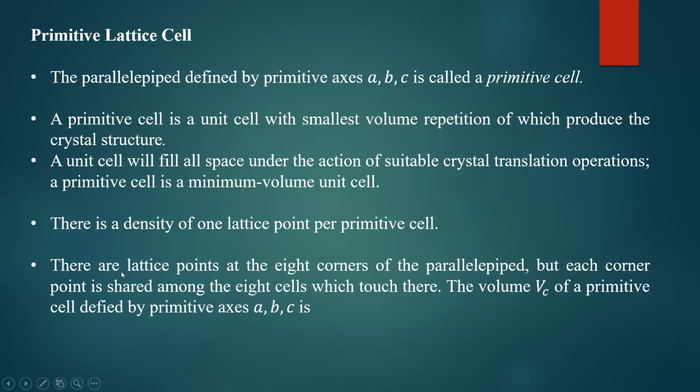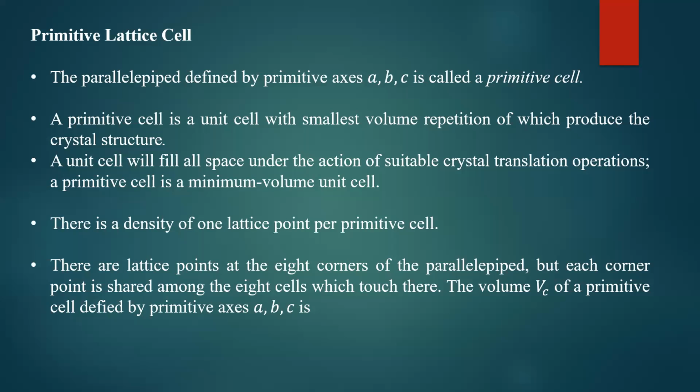If you consider the cube structure, there are lattice points at the 8 corners of the parallelepiped. To understand this concept of lattice point, consider a cubical primitive cell. The parallelepiped contains lattice points at the 8 corners, but each corner point is shared among the 8 cells which touch there. So each lattice point is shared by 8 primitive cells.